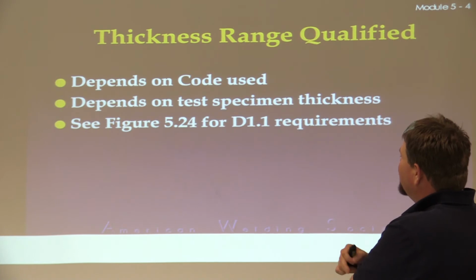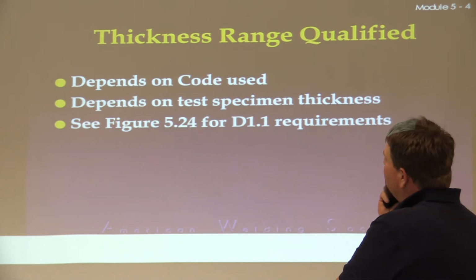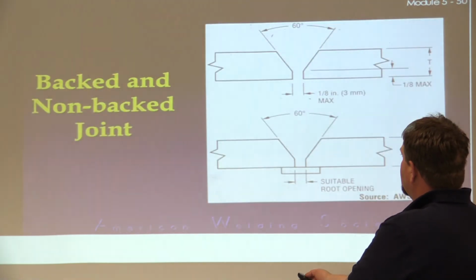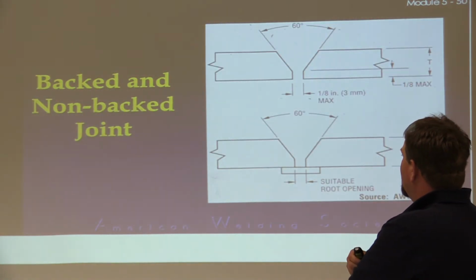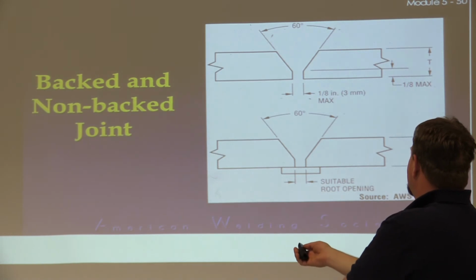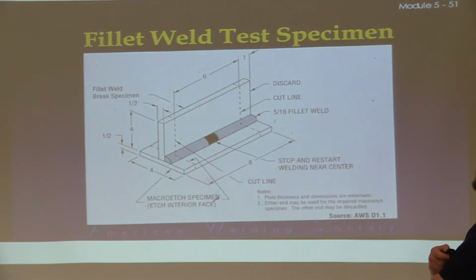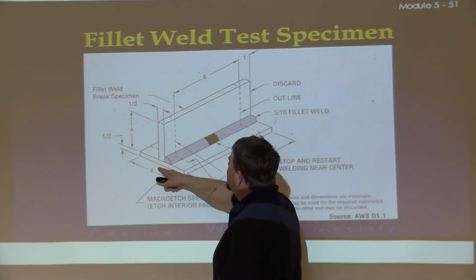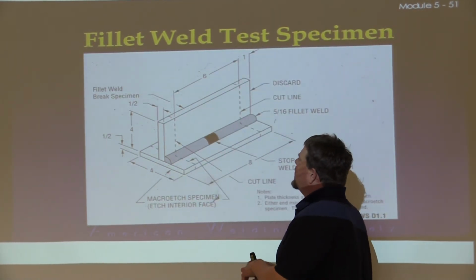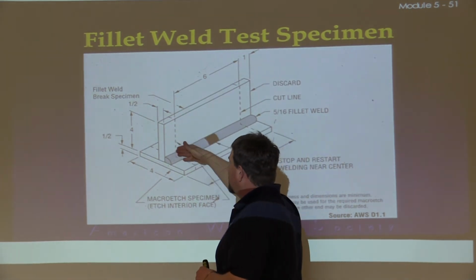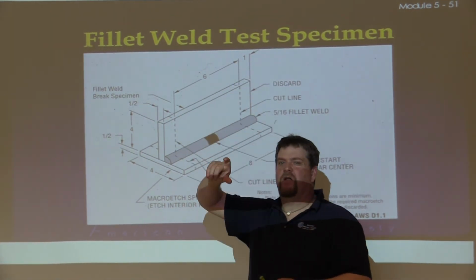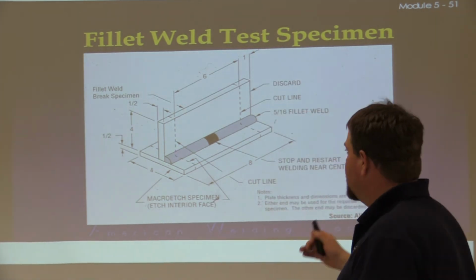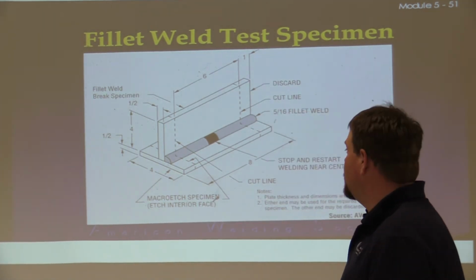Thickness range qualified, so this again depends on the code used and what they qualify for. We know the difference between backing and non-backing. Fillet weld test specimen, here's one. You weld from the outside in to the center, here to the center. You break it, but before you break it, you're actually going to cut 1 inch off of each end. You're going to macro etch that to make sure that the weld profile is good, and then you're going to fillet break it to make sure you broke down the root.